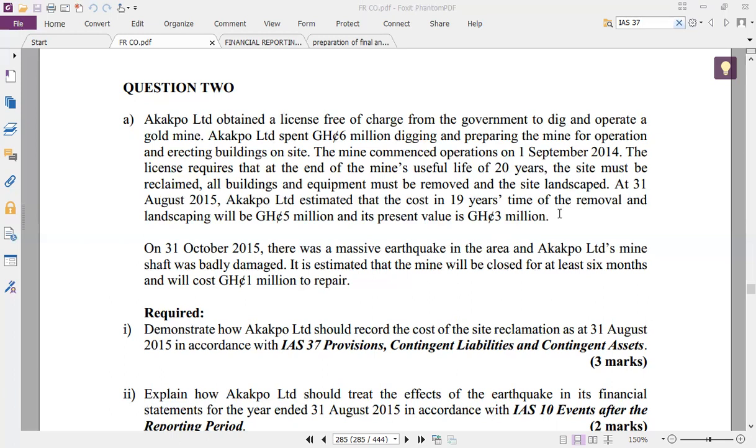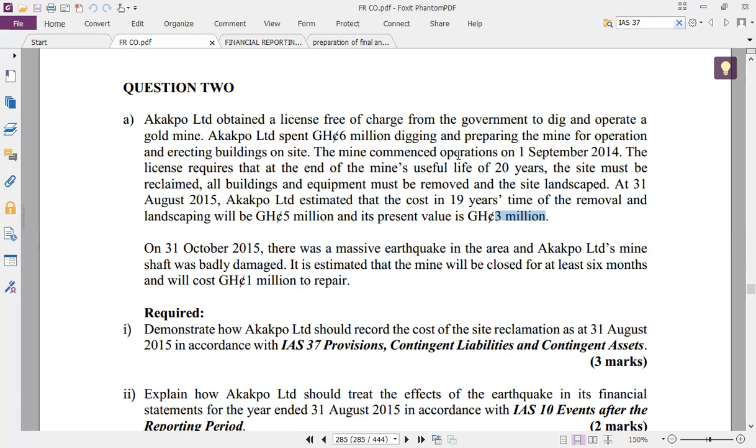So the commentator has plenty of stuff. Just go straight to the point. Thank God the examiner didn't even give us the cost of capital to compute the present value. They gave us the present value already. So tell the examiner that this 3 million should be treated as a provision. It must be added to the cost of the mine.